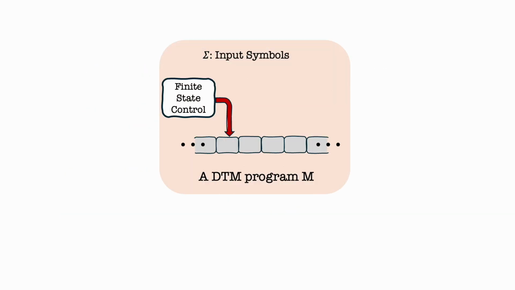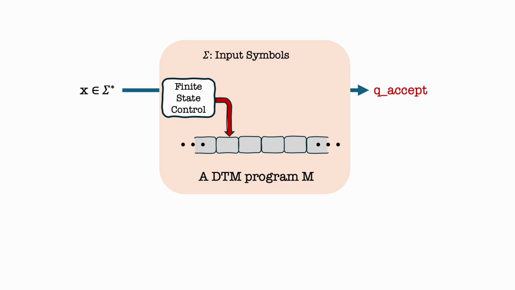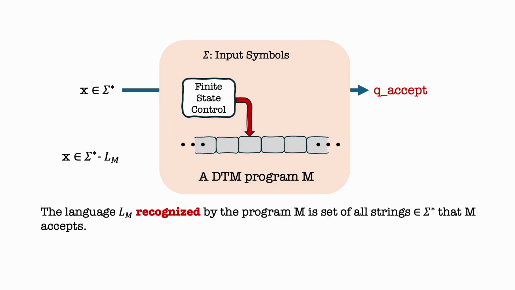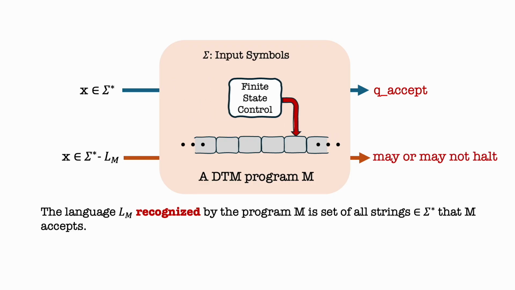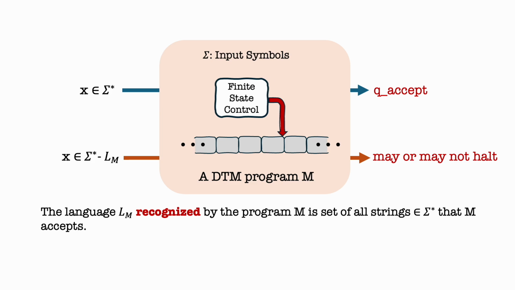A DTM program M with input symbol sigma accepts an input string x belonging to sigma star if and only if it halts in the state q accept. The language L M recognized by the program M is the set of all strings in sigma star that M accepts. For the remaining strings, that is sigma star minus L M, the DTM may or may not halt. However, when we talk about the notion of an algorithm, the DTM must halt on all input strings.